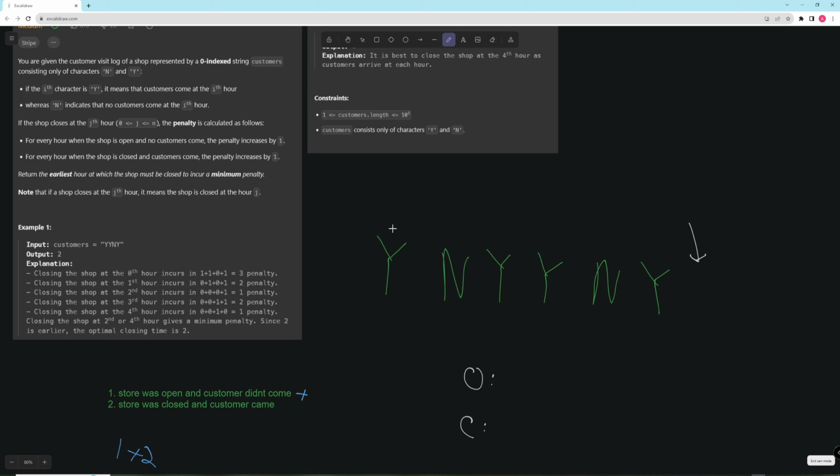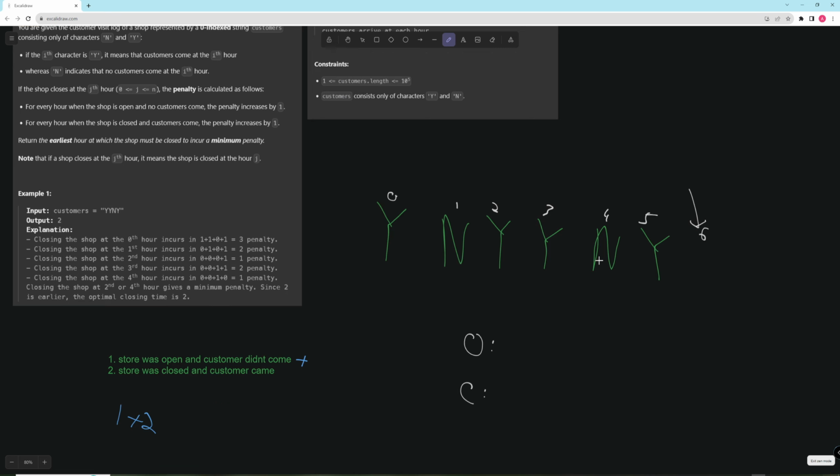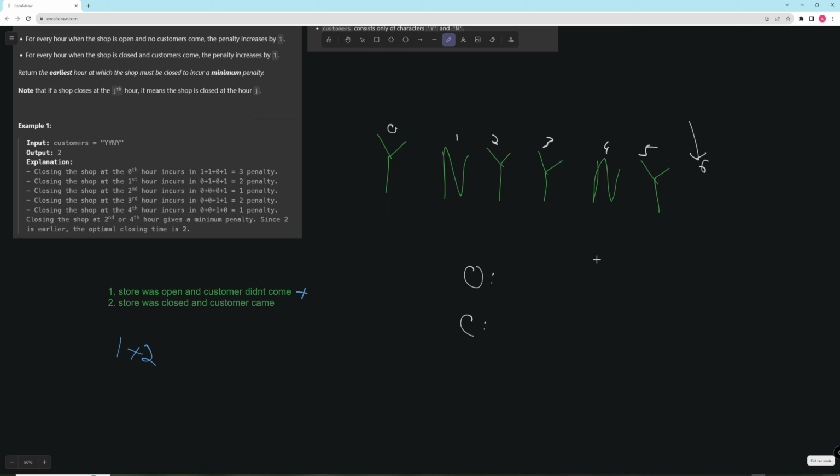We're going to close, like if this is index 0, 1, 2, 3, 4, 5, 6, we're going to say the store closed at hour 6. And what's the penalty for the store being open all this time? Well, the penalty for being open is pretty straightforward, right? There's a penalty of 1 every time the store is open and someone didn't come, so that's 2 n's. So the penalty for the store being open that long would be 2, and the penalty for the store being closed would be 0 because there's nothing after it. And so this is what we're going to set to our initial result. So our initial result will be index 6, and our initial result count will be 2, right? It's going to be this plus this, adding them together to get a result.